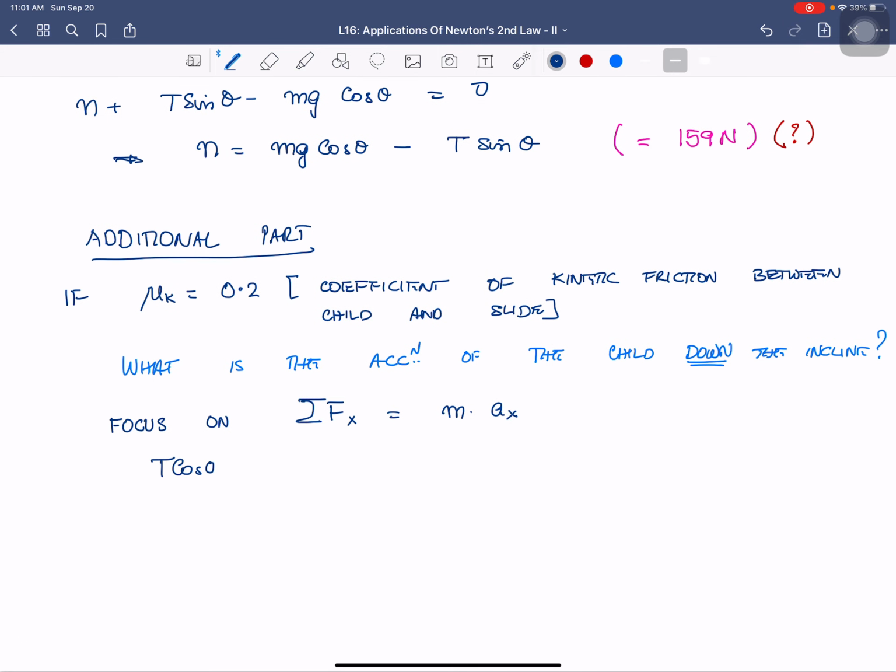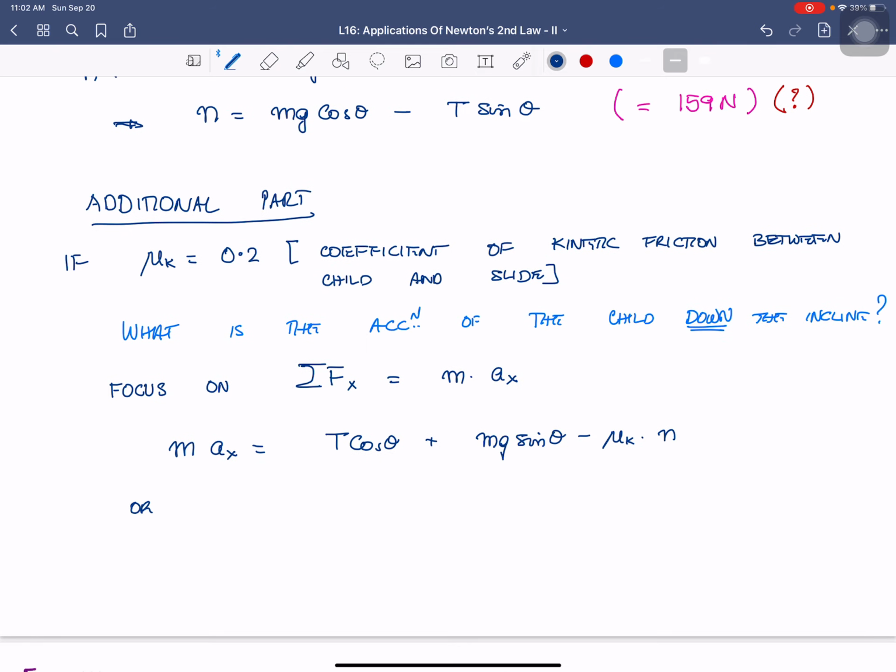T cosine theta, or I'm going to write, since we're trying to figure out the acceleration, I'm going to write it as mass times the x component of the acceleration is T cosine theta plus mg sine theta minus mu sub k times N, or the acceleration would be T cosine theta plus mg sine theta minus mu sub k times the normal force over the mass of the child. And you could figure out that acceleration.